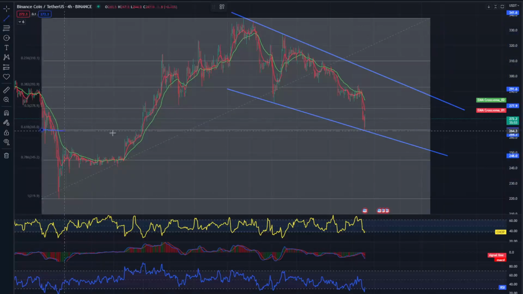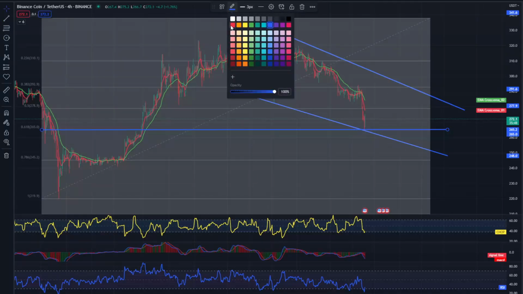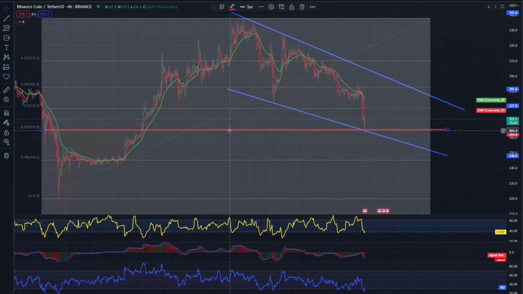And we see that we first have very strong support at the so-called golden point of the fib retracement at $265. But if the price goes lower, we have another support at $245.